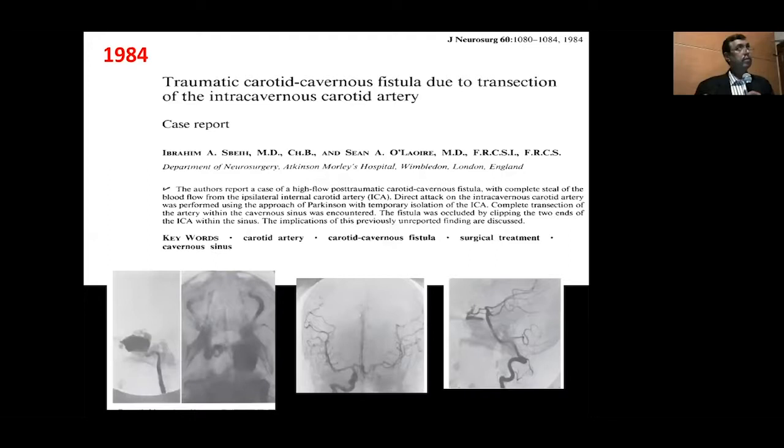So I wrote this paper, Traumatic Carotid Cavernous Fistula. And in which journal? Journal of Neurosurgery. Dr. Hamoy, you were there with me in London, we were studying. To be able to publish a paper in the most famous journal in the world, the Journal of Neurosurgery, as a resident, is something to be proud of.